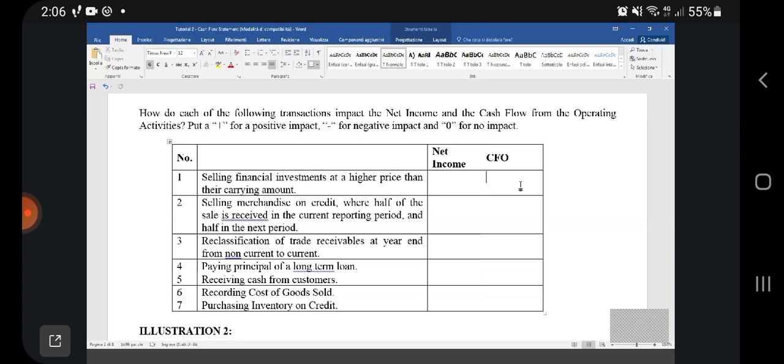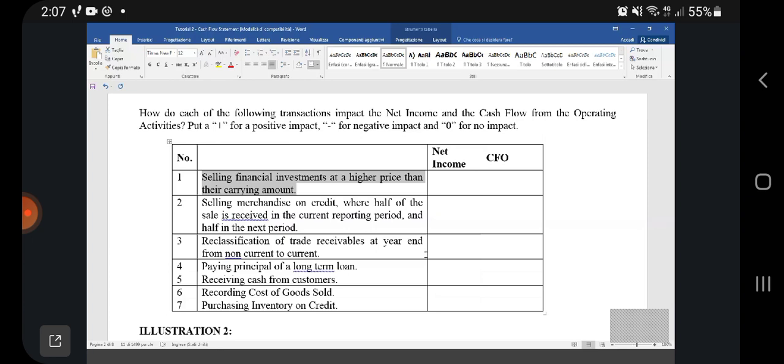So first of all, it is selling financial investments at a higher price than their carrying amount. Now, be advised that this is a financial investment. It is not investment in trading security. We mentioned that if we buy short-term investments less than 3 months, they are part of operating activities. But if we buy financial investments, that is, if we buy securities for more than 3 months, that is part of the cash flows from investing, okay?